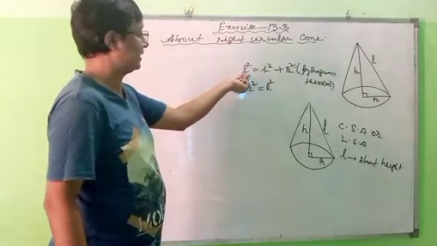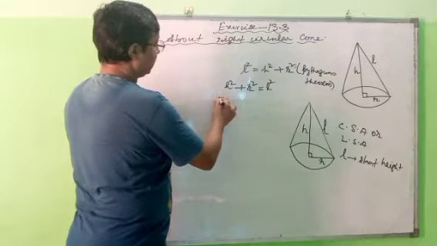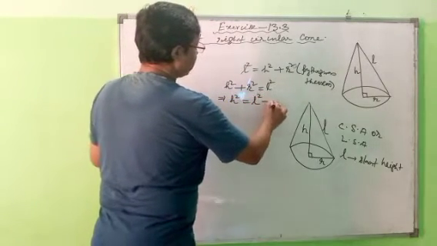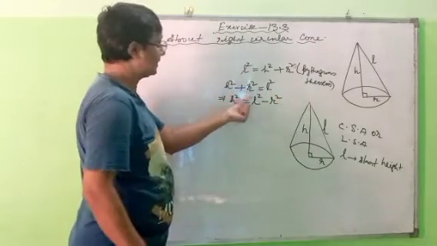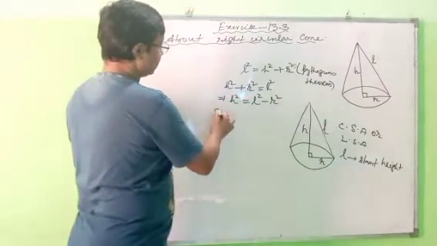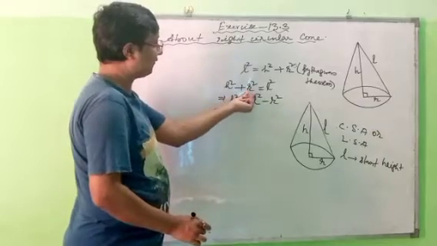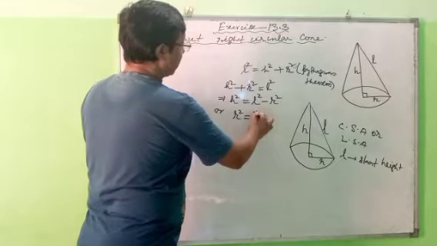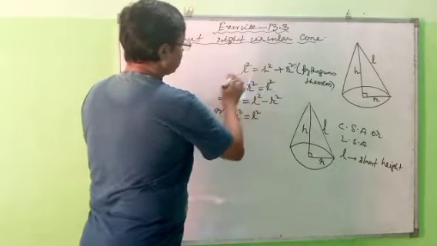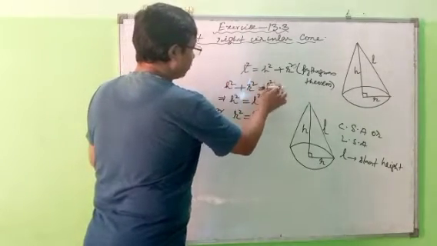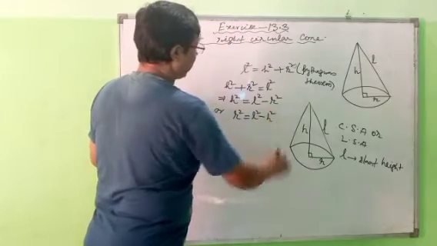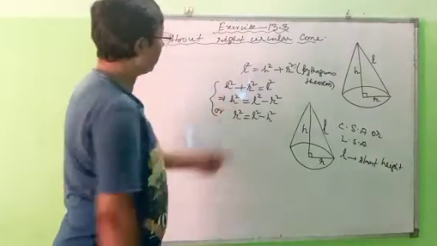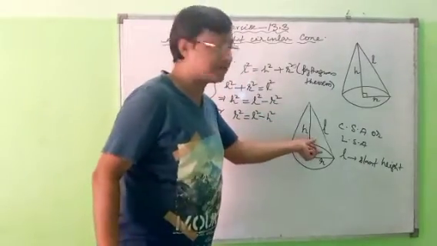From here you can get h square equals l square minus r square. From this equation you can also find r square: r square equals l square minus h square, taking h square to this side. So these are the three formulas that you have got from the concept of the Pythagoras Theorem.